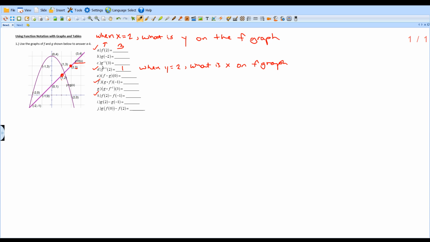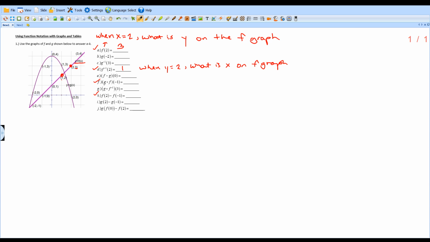Now, one thing with inverse functions, remember that there can only be one answer because we have to pass the horizontal line test in order to have an inverse. So if I were to draw a horizontal line here, it would only go through this linear equation once. That means that the inverse does exist.